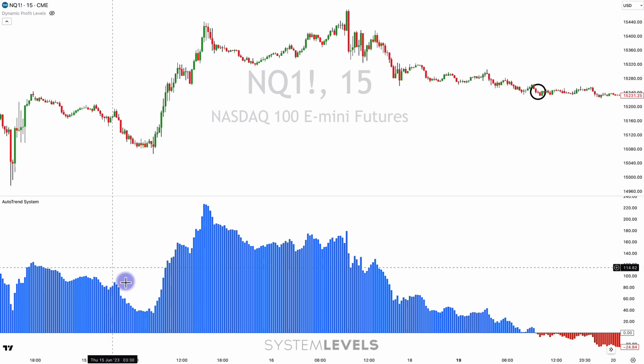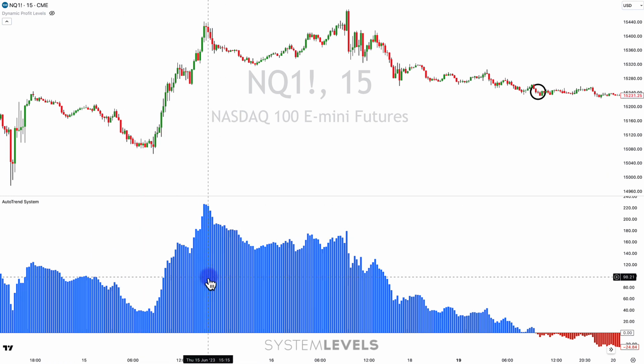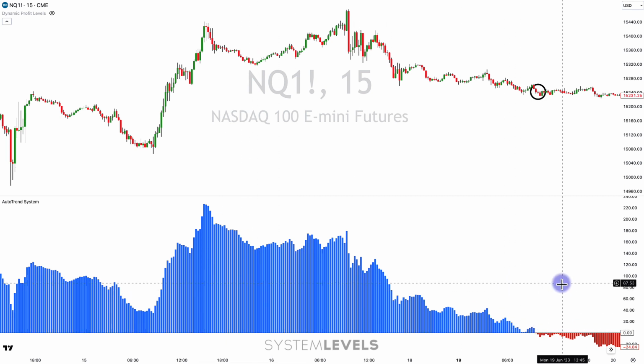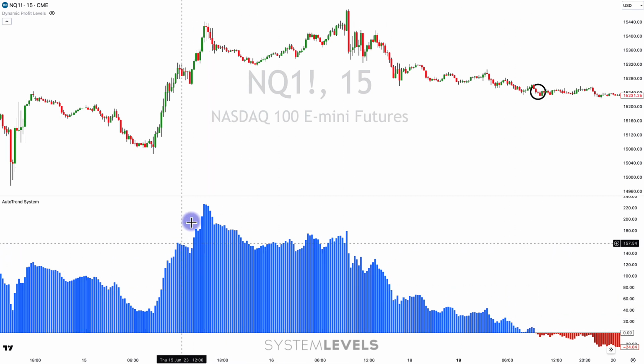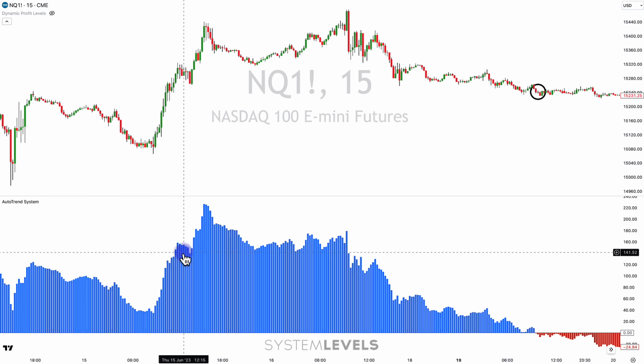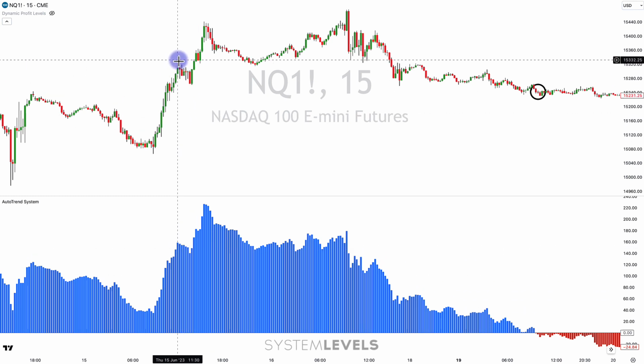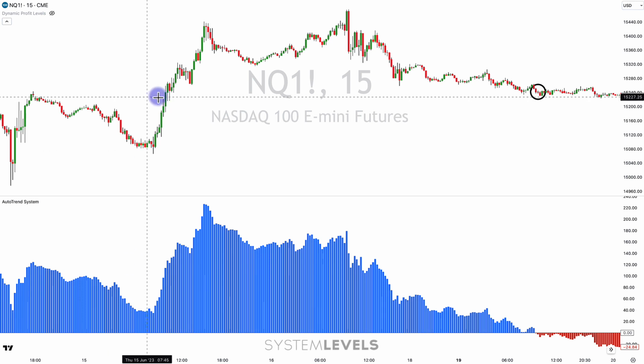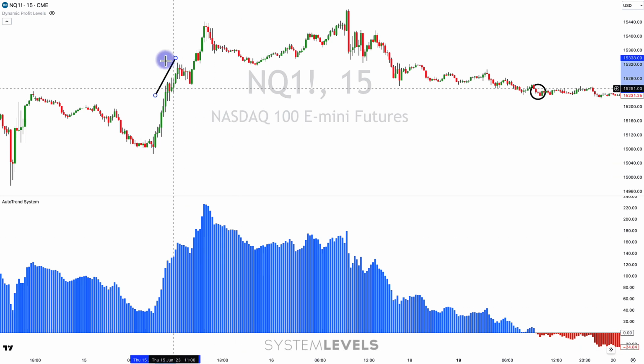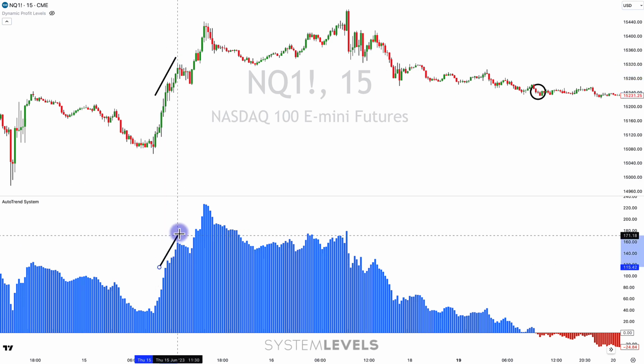So let's have a look. You can see that the histogram version of the AutoTrend system not only changes its color from blue to red and so on, but also it plots a certain height of the bars. So you can see as price is going higher here, you can see price is going higher here. Let me change the color so you can see it. I'll change it to black, make it really bold. So as this is going higher, this is also going higher.